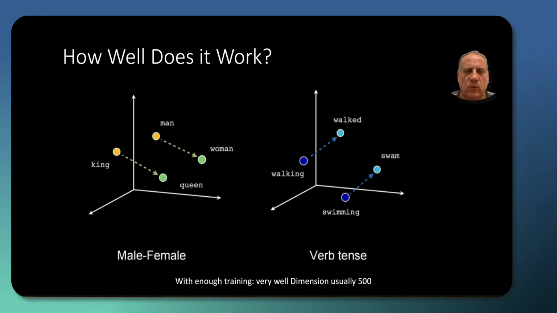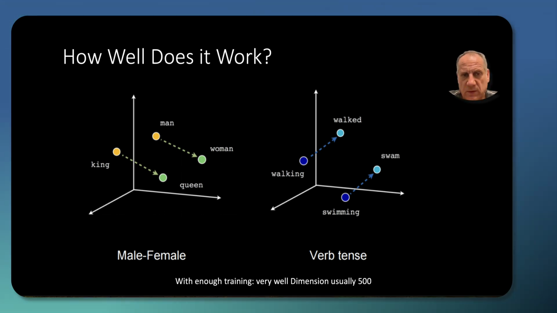So how well does this work? Well, it works pretty well. It's pretty interesting that if you've got like a 500-dimensional space and you train the words in, let's say, Wikipedia, maybe the top 10,000 or 20,000 words in Wikipedia, it has a really interesting structure.